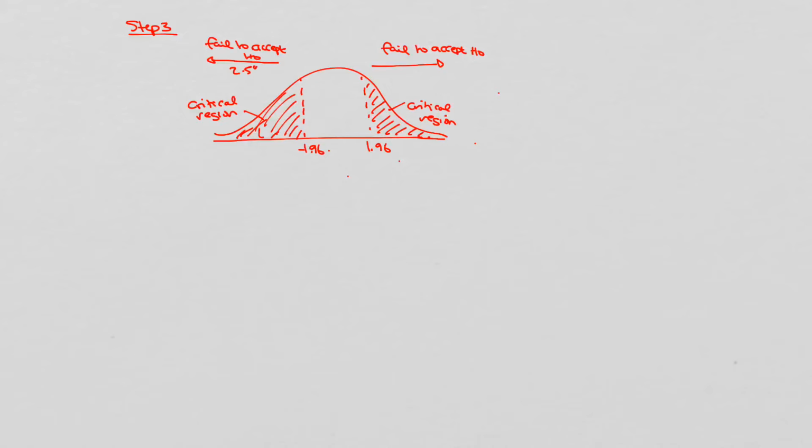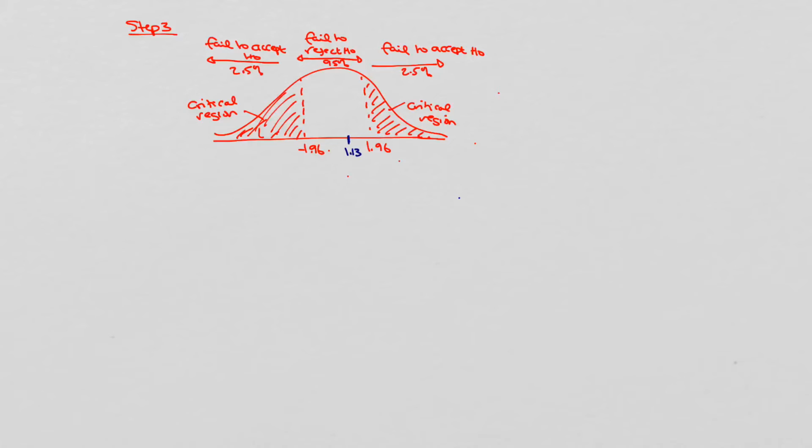That's 2.5%. 2.5%, hence the 5% level of significance. And this region here, we would fail to reject. This is our 95%. Okay, so we now mark in our test statistic. So 1.13 clearly lies just to the right of 0. So that's 1.13 there. So that's our test statistic.